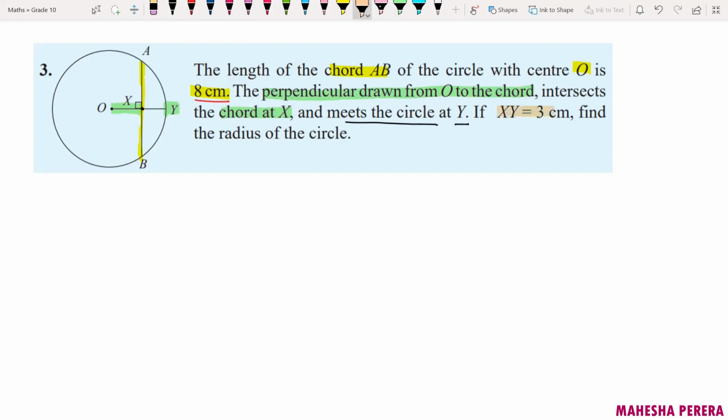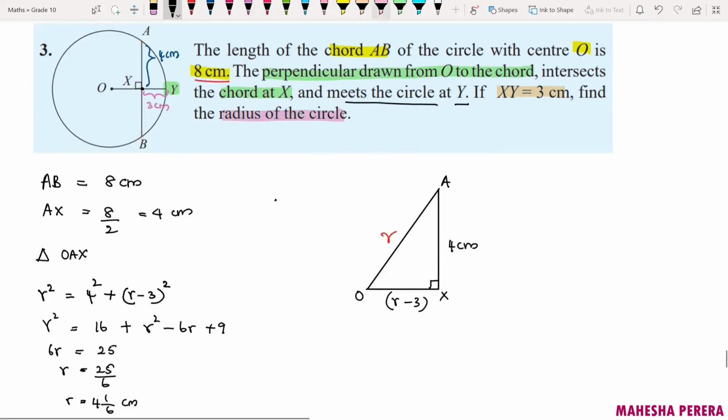Then if XY equals 3 centimeters, so this length is 3 centimeters. Find the radius of the circle. Now we know that this length AX is 4 centimeters because AB is 8 centimeters. So AX becomes half of 8 centimeters, which is 4 centimeters. Then where is our radius? If I draw this line, this should be the radius. So let's denote the radius using R.